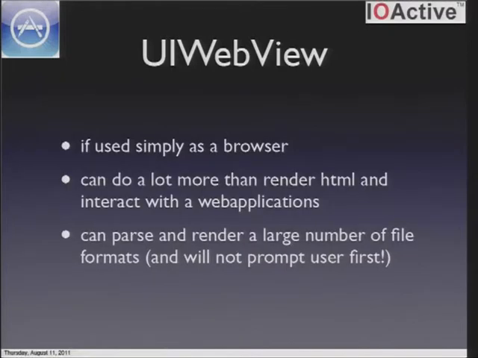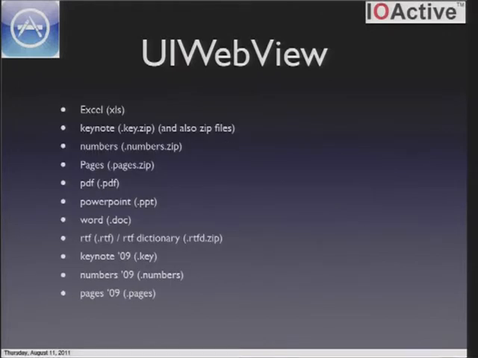That's the part where people want to use it as a GUI. Now, if you want to use it as a simple browser, it's not as bad, but it's not as good as you would think it is. Because the Mobile Safari browser actually does a lot more than just render HTML pages. It can render a large number of file formats. So it can't do Flash, but it'll do Excel, Keynote, Numbers, Pages, PDF, PowerPoint, Word, Zip, RTF, and a whole bunch of other file formats.